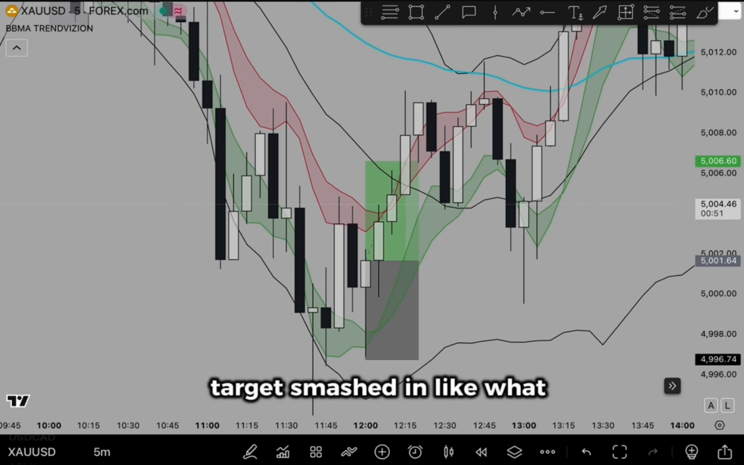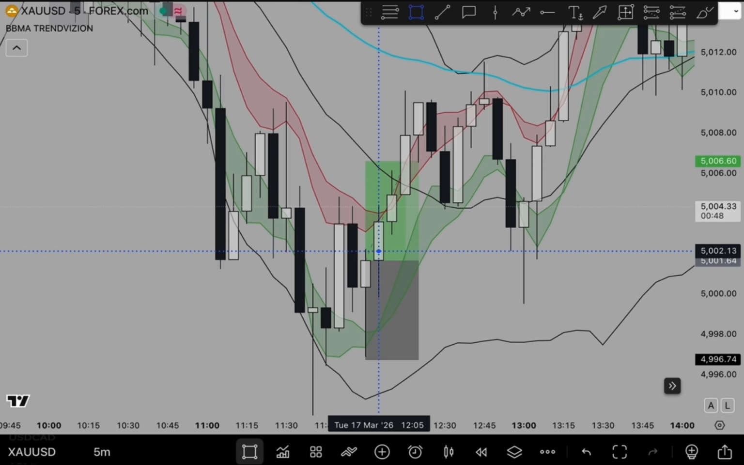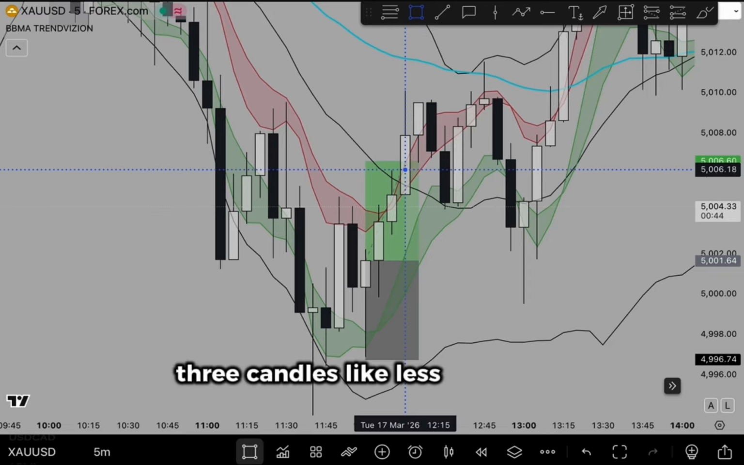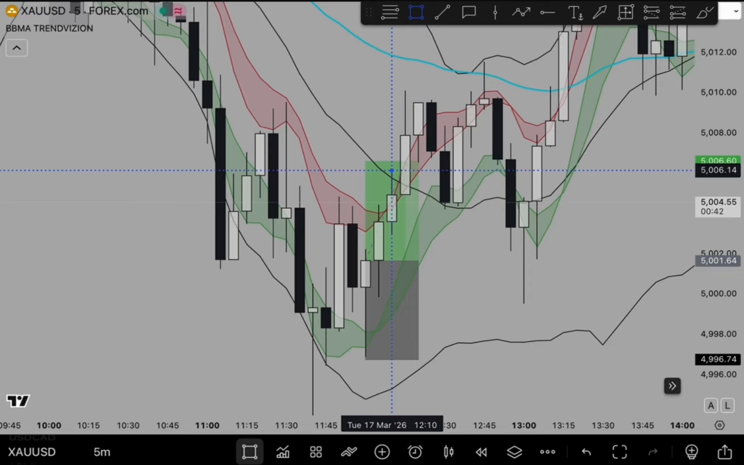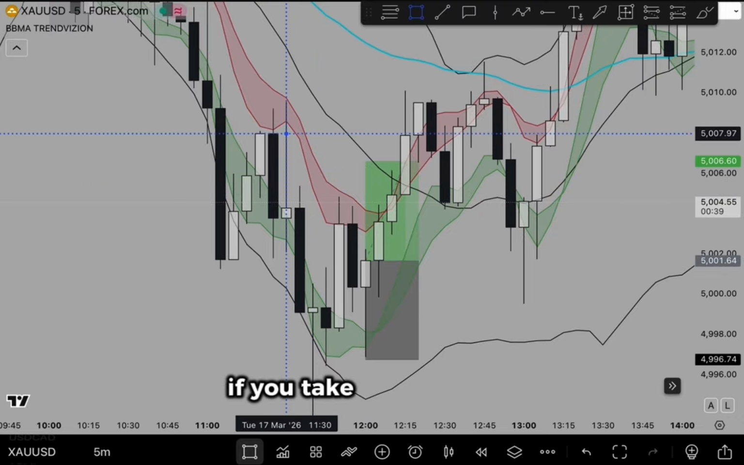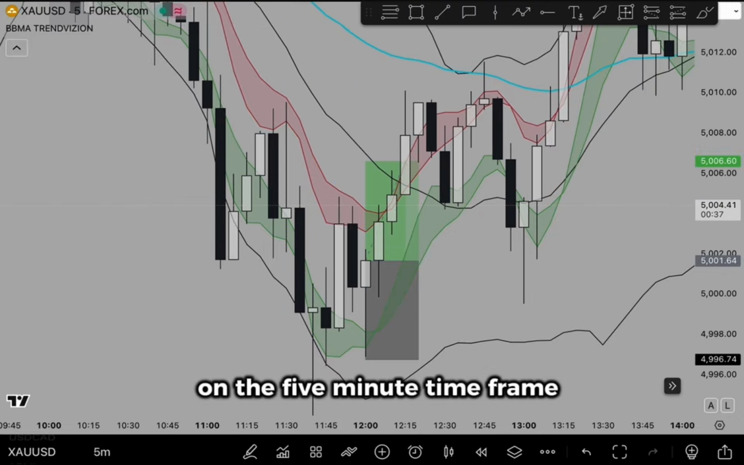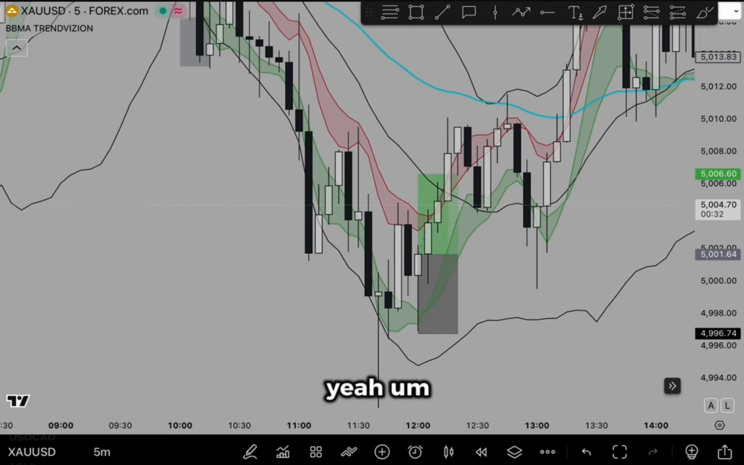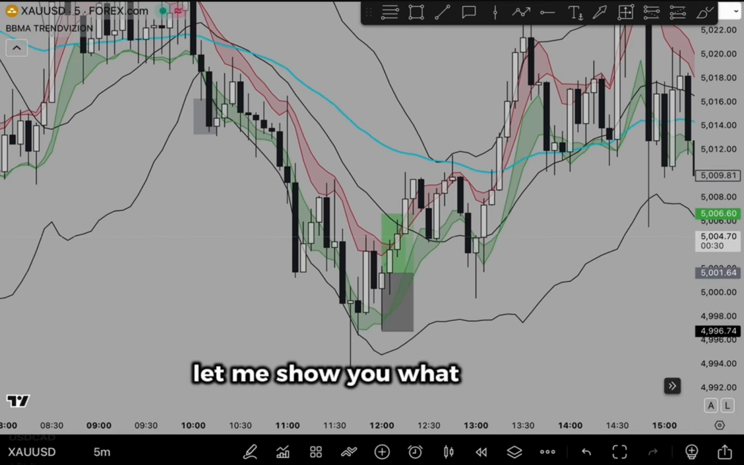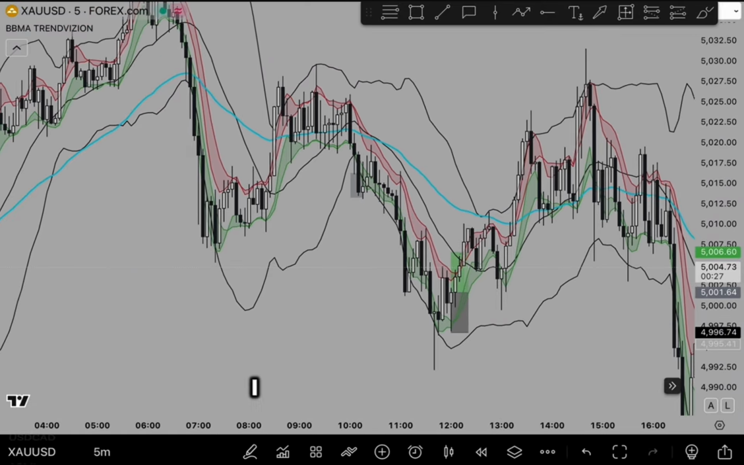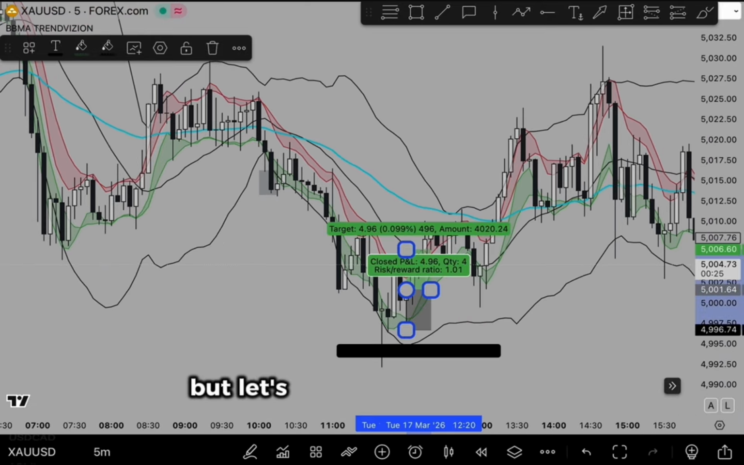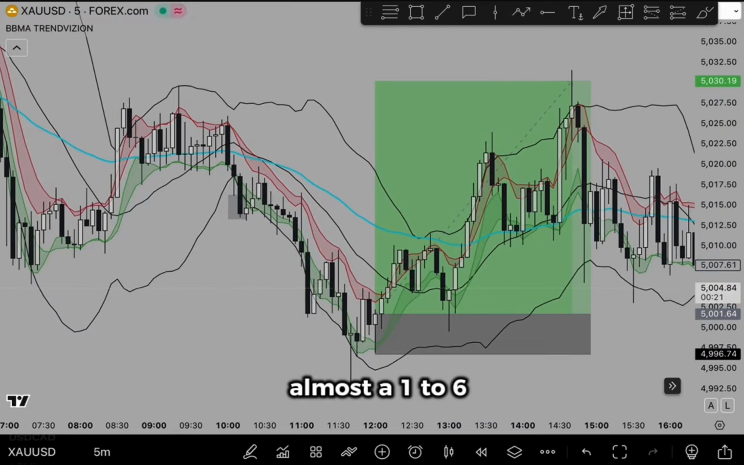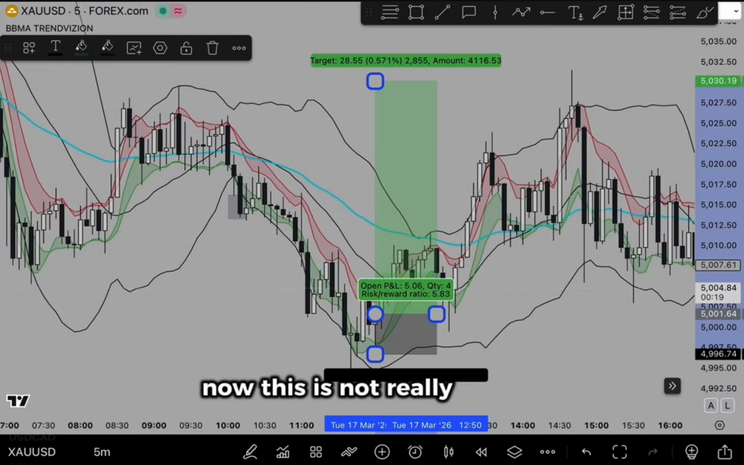Target smashed in like what? How many minutes is this? 1 candle, 2 candles, 3 candles. Less than 3 candles. So if you take it, for example, on the 5 minute time frame, that's like 15 minutes. But yeah, let me show you what the risk reward could have been. I haven't tested it yet, but let's say you held this trade, almost a 1 to 6. Now this is not really realistic.